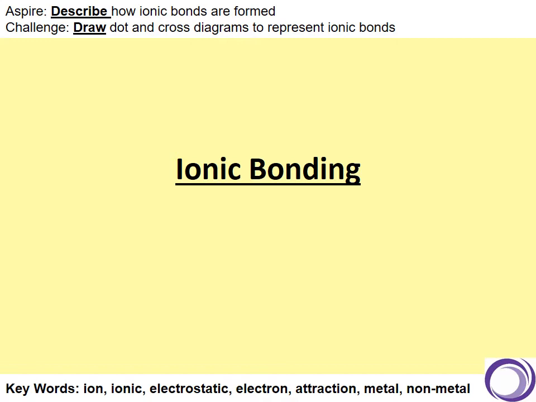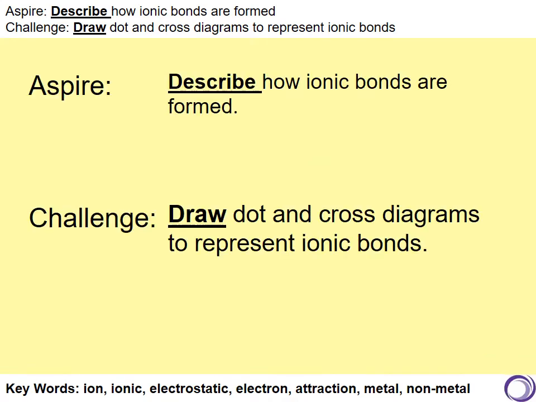Today's lesson we are going to look at ionic bonding. Our challenge is going to be able to draw dot and cross diagrams to represent ionic bonds, and our aspire is going to be to describe how ionic bonds are formed.